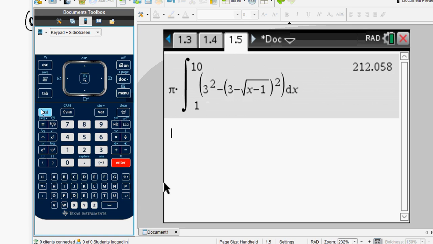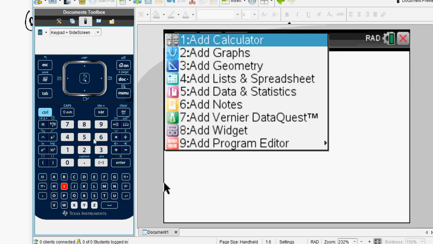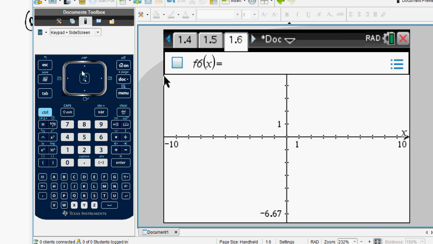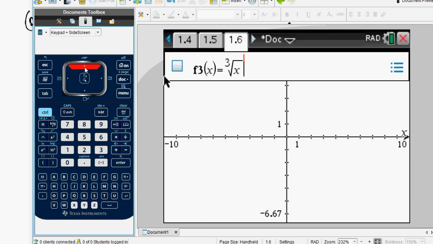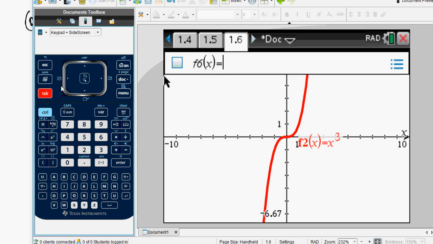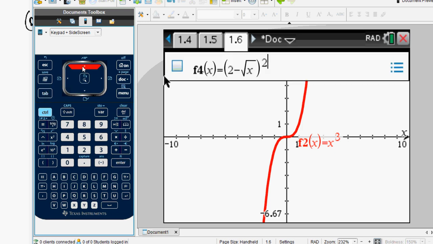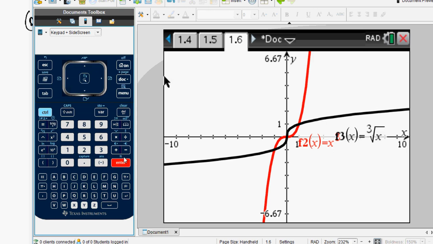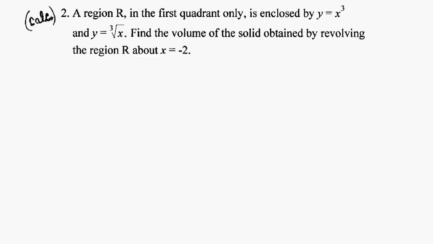We can go take a look at it. We'll go Control I, add graph, and we're going to place these pre-entered functions here. We have x cubed, there we go, and we also have cube root of x. And so this is this little gap here in quadrant 1. We're going to rotate that about the line, I believe x equals -2. And the intersection point is going to be at 1, 1. So let's go make a little sketch of what that looks like.